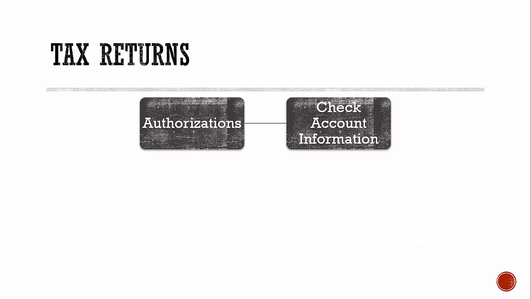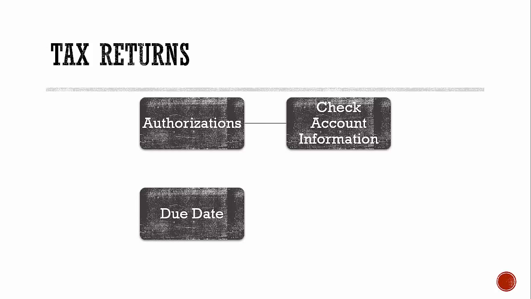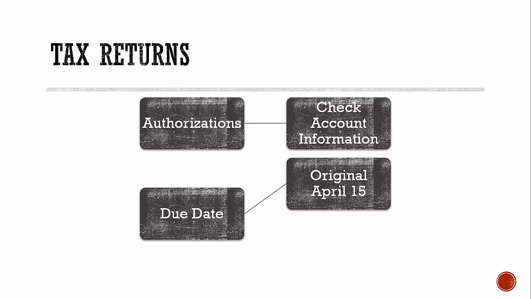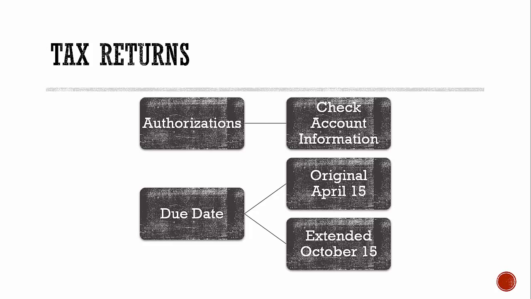Now going back again, just to repeat the same general rules that we had for the extension. If you have an authorization and there's a payment due, check that the account information is correct. And just as a reminder, the original due date is April 15th if you're filing on time. If you're extending your filing, the extended due date is October 15th.